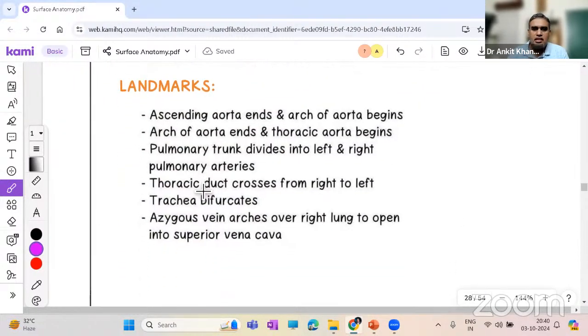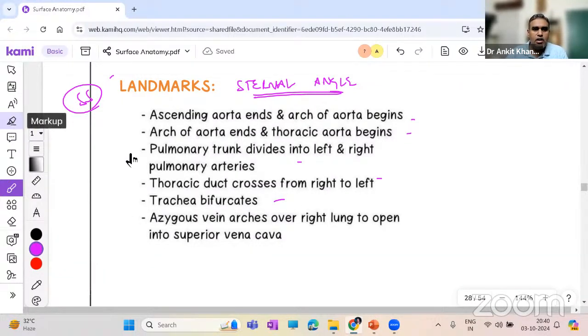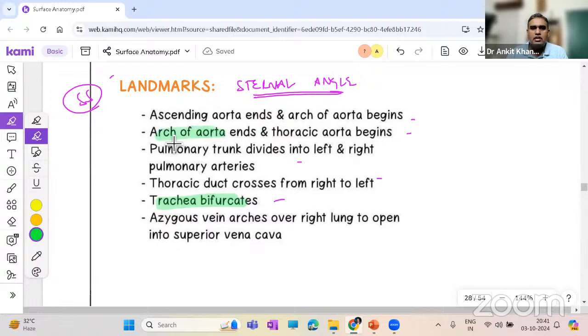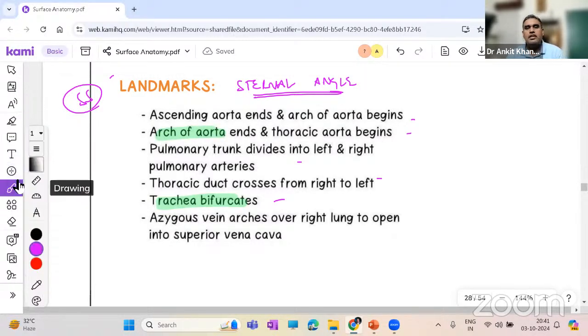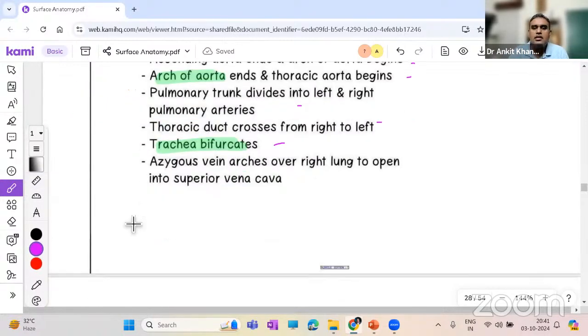So landmarks, these are the theory points. Landmarks of what? Of the sternal angle. Not just one or two things that we discussed. There are other things also which are happening at the level of sternal angle. I would ask you to take a screenshot of this and do read them multiple times. Arch of aorta begins and ends over here. Pulmonary trunk divides into pulmonary arteries. Thoracic duct moves. Trachea bifurcates. Now here, 2-3 things we already have discussed, like trachea, arch of aorta, right? Azygous vein also opens. So yeah, take a screenshot of this and do read it 3-4 times. You will catch up with this as soon as you do that.